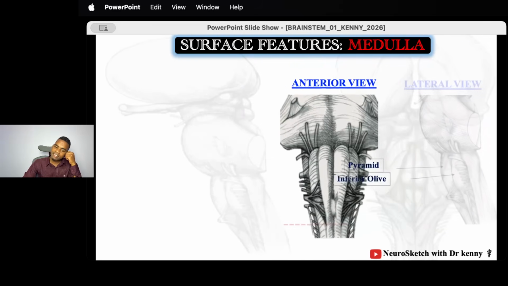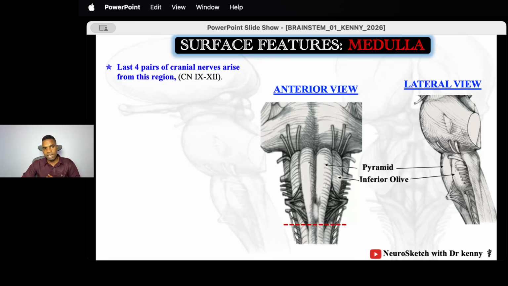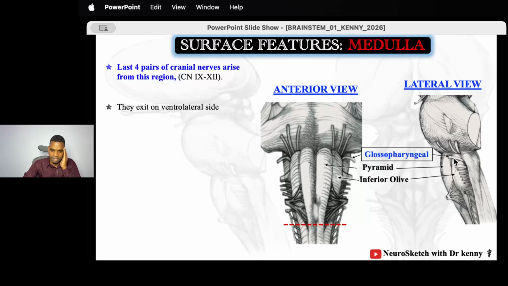Let's talk about the nerves that are originating from the medulla. Ideally, the last 4 cranial nerves take their origin from the medulla, that is, the glossopharyngeal nerve through the hypoglossal nerve. We see all these nerves are originating ventrolaterally, on the ventrolateral surface of the medulla. So this is cranial nerve number 9, which is the glossopharyngeal nerve. This is cranial nerve number 10, which is the vagus nerve, originating from the ventral surface of the medulla.